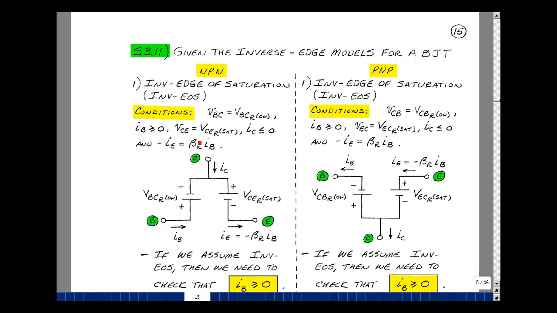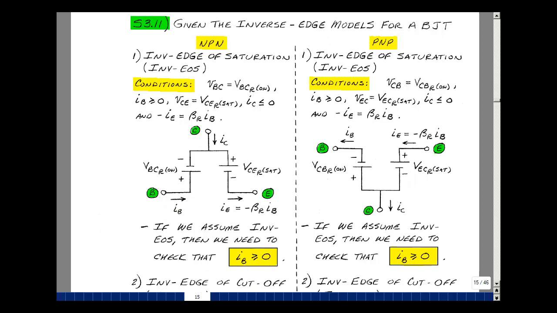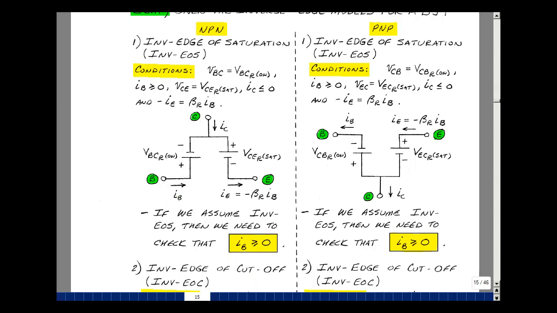But now VCE is equal to VCE sat, and not just less than or equal to it. And the emitter current, minus I sub E, is now equal to beta R I sub B instead of less than or equal to. Probably easier to use two batteries to get these two conditions. And I'm just going to label that the emitter current is minus beta R times I sub B. This current's already defined, but this one could be positive or negative, so we need to check whether it's greater than or equal to 0 or not. If it's not, then this is not the correct model to put in.